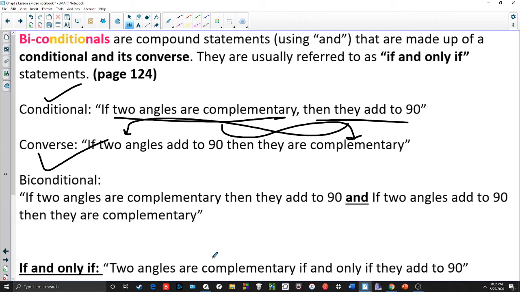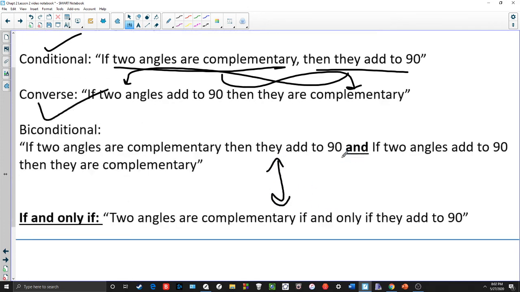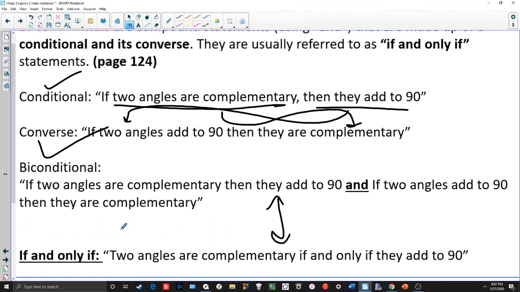Two angles are complementary if and only if they add to 90. So these mean the same thing. Putting them together with the word "and" and using "if and only if" is the same concept. It's just a lot easier to write, so we usually write it in this form. All this is your conditional statement, but you drop the "if" and take out the "then" and replace it with "if and only if."